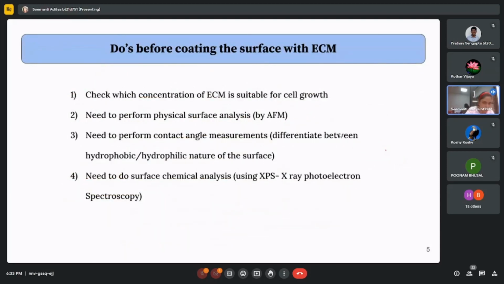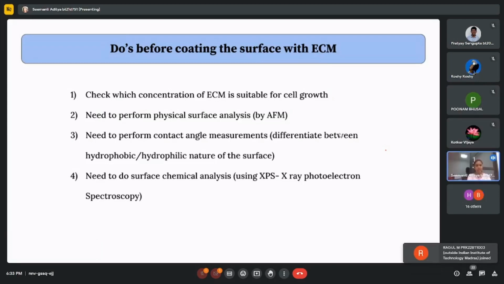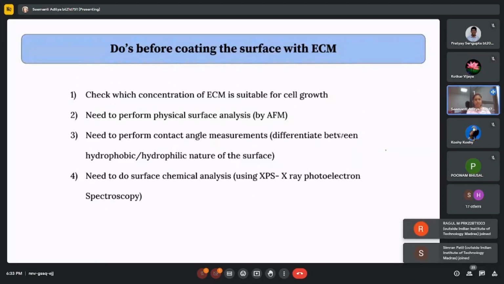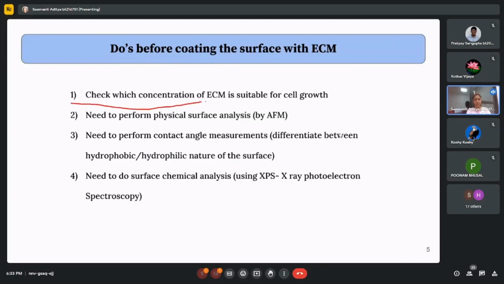Now we have to check which ECM is suitable for growth. A very commonly used ECM is poly D lysine, and depending upon the cells' requirement, other ECMs could also be used. But poly D lysine is very commonly used, and many people use it. We have to check which concentration of ECM is suitable for cell growth, because not all concentrations will promote it. If the concentration is very high, it might restrict the growth of the cells, and they might be stagnant and not grow.